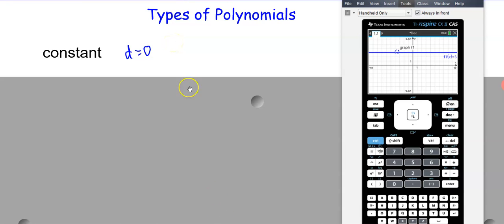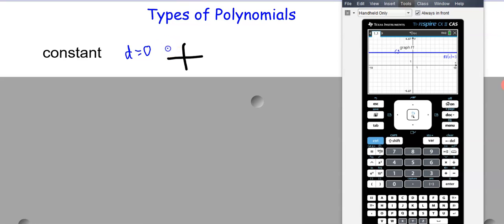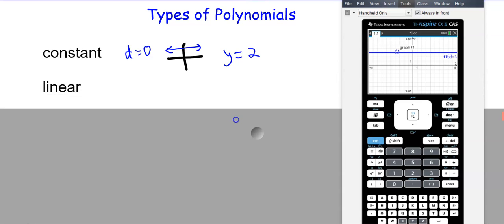The graph is going to be a horizontal type line here. And a function might be something like y equals 2 or 3 or something. That's going to be the form of this. And you can see there's no real variable on the right-hand side. There's no x variable there. And that's a type of polynomial that's called a constant function.